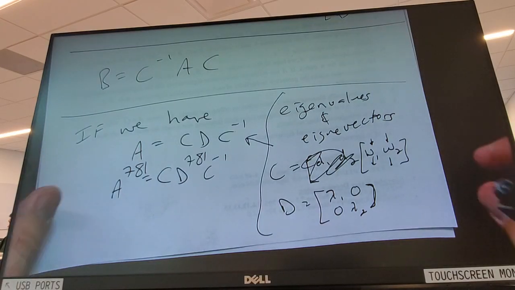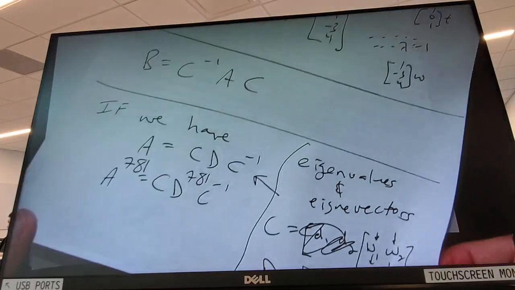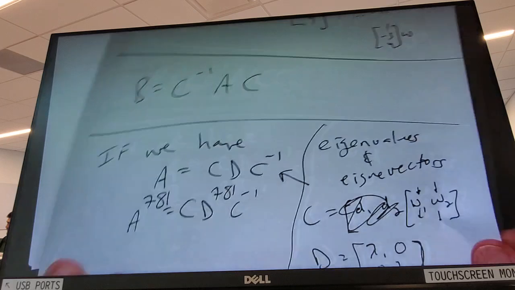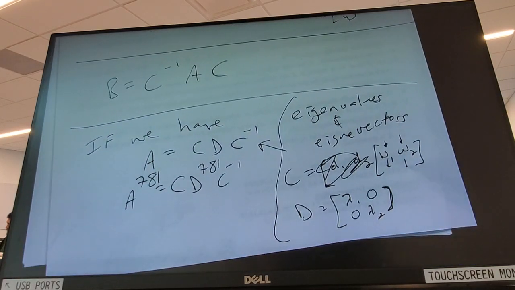Okay. How are we all feeling there? Semi-decent? Semi-decent. So the question now is, let's tie this into what we did at the beginning. This process is called diagonalization.